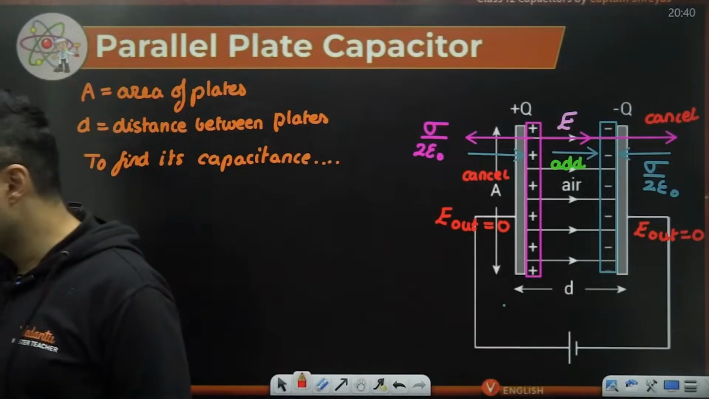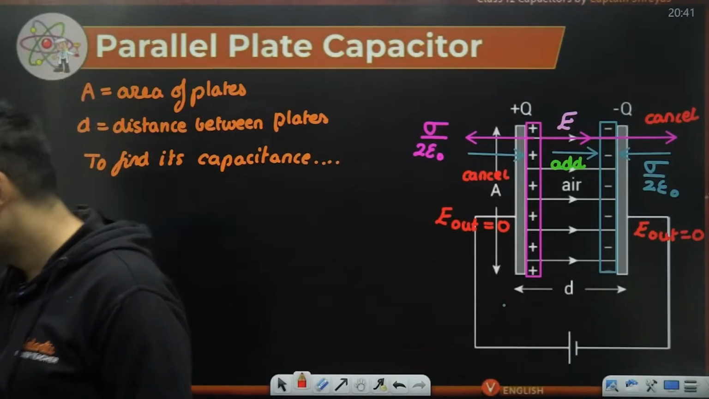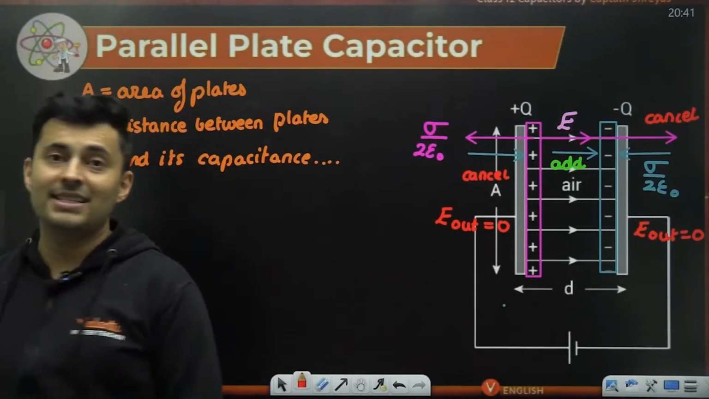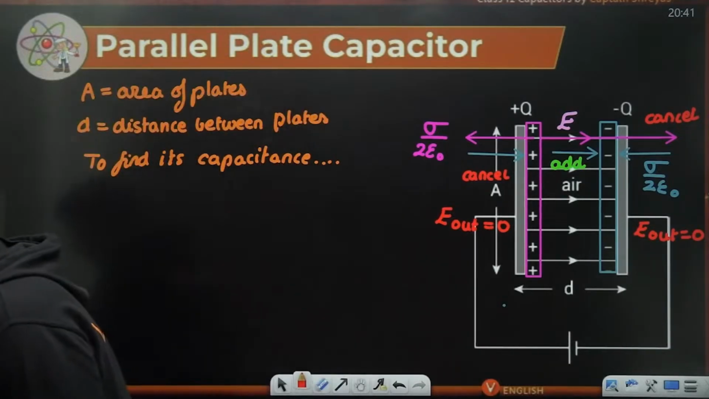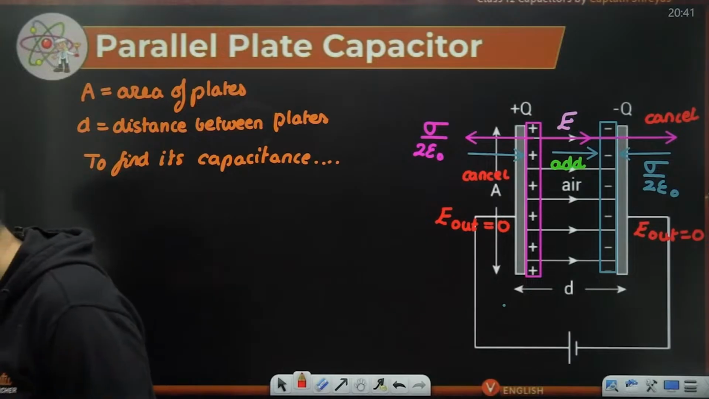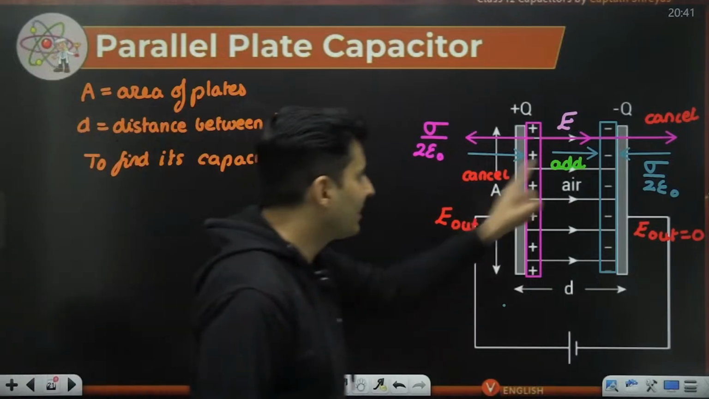Are you getting me, my dear warriors? Why the electric field is 0? Kevin, we'll understand that when we study AC circuits. We have not yet reached that chapter. Okay? Right. Okay. Here they are adding.